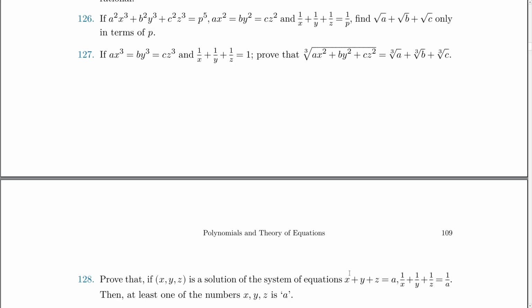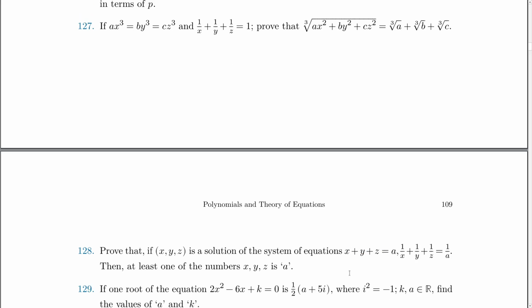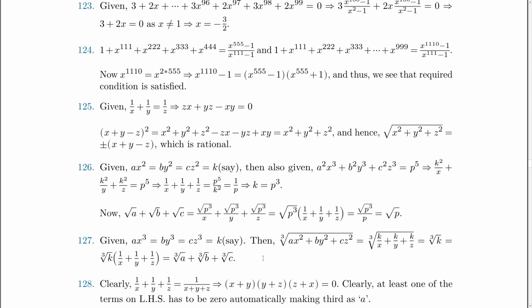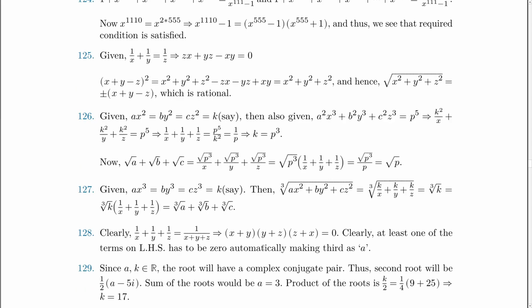So we now move on to question 129. If one root of the equation 2x square minus 6x plus k is equal to 0 is 1 by 2 into (a plus 5i), where i square is equal to minus 1, that is iota of complex number, and k and a belong to the set of real numbers, then we have to find the value of a and k. So this is a very straightforward problem.